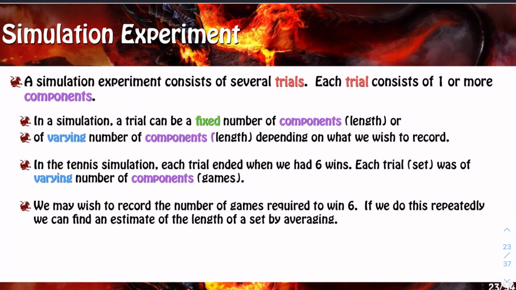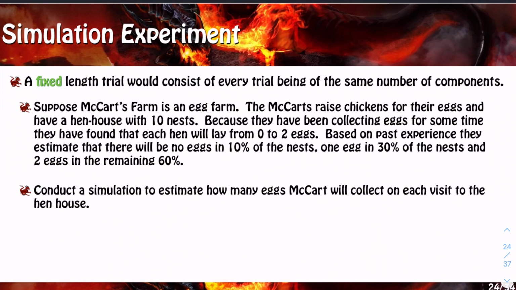Depending on what we wish to record. In the tennis simulation, each trial ended when we had 6 wins. Each trial, or a set in tennis, was a varying number of components, the games won. We may wish to record the number of games required to win 6. If we do this repeatedly, we can find an estimate of the length of a set by averaging. So a fixed length trial would consist of every trial being the same number of components.